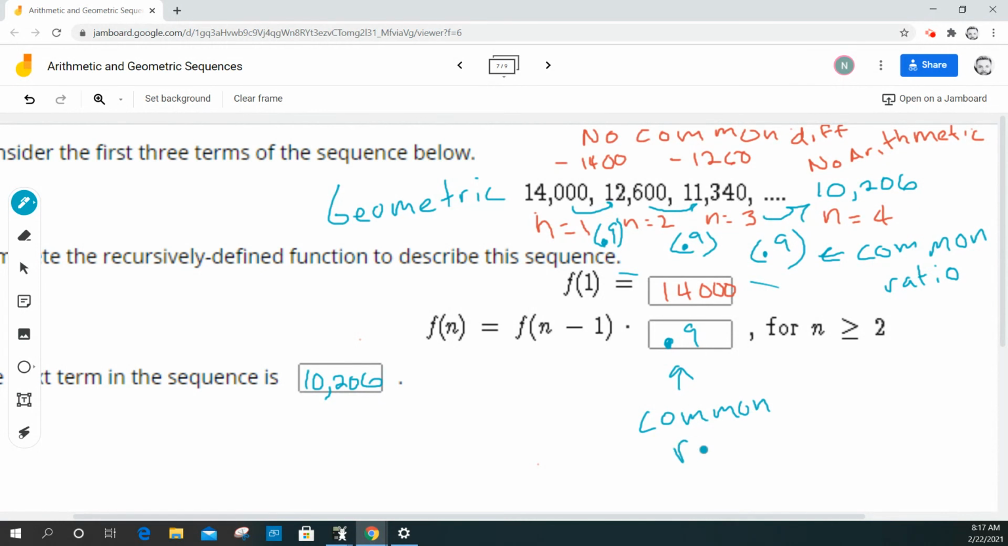And then if I want to know what the 24th term is, well, I'm not going to multiply 23 numbers by 0.9 to get the 24th term. I'll write the explicit function and I'll plug in 23 or 24, whatever term I'm looking for, and that'll give me the value. It seems like a lot, but it's not.